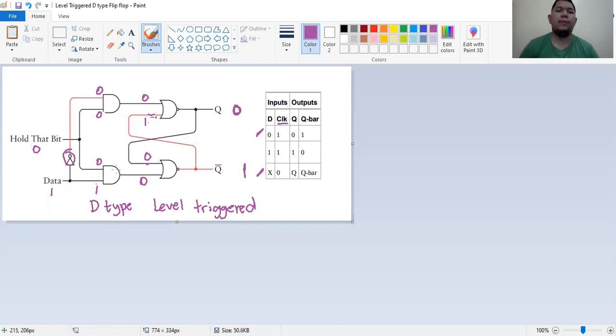So what we proved here is this truth is still true, because if we don't set hold that bit to a certain level of 1, the circuit is not able to store a new value. It retains the old value.